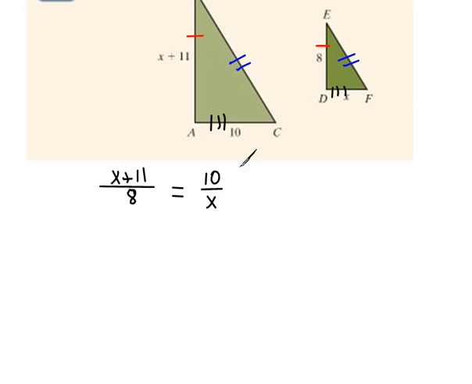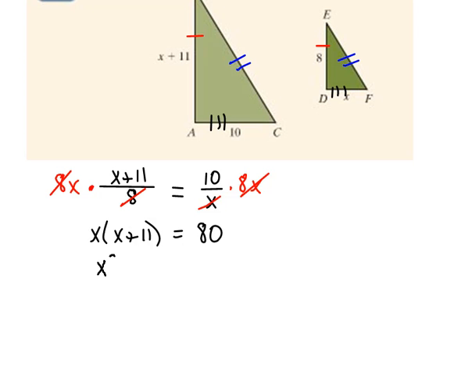So since this is an equation, we can multiply through by the common denominator, which in this case would be 8x. I'm going to multiply both sides by 8x. And then on our left-hand side, the 8's will cancel, which will leave us with x times x plus 11 equals, and on the right hand side the x's will cancel, which leaves us with 10 times 8, which would be 80. I'm going to go ahead and just do that one out. And now we can distribute here. So we have x times x is x squared plus 11 times x equals 80.